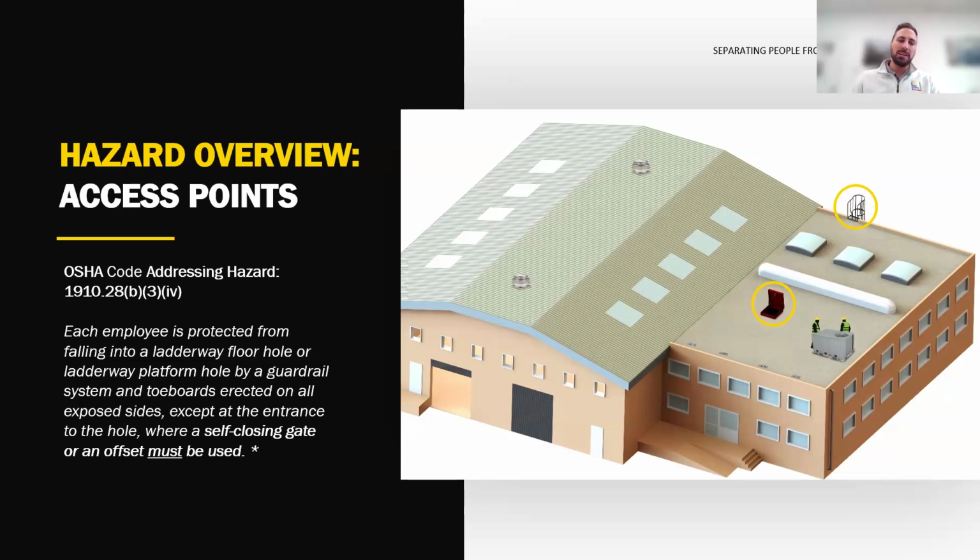That code is OSHA 1910. If the code that you're referencing starts with 1926, that's a construction code, which would not apply to building maintenance workers. Next, we have .28. So the .28 standard is the fall protection standard. Prior to January 2016, .23 was the fall protection standard. That was the original fall protection code, and it was updated in January 2016.